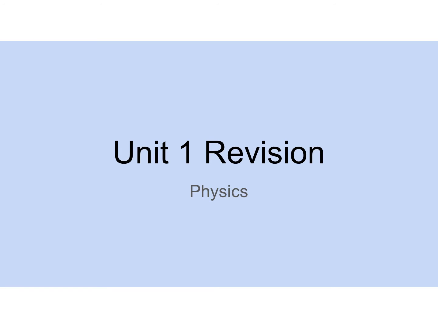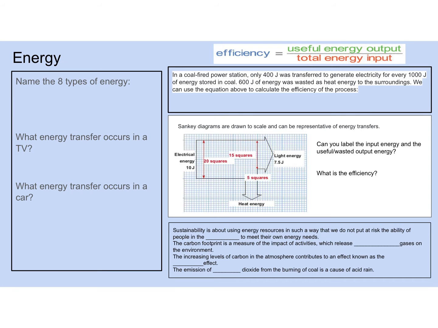So this is the physics section of the Unit 1 Applied Science, and this is like the revision that you could be doing to get yourselves a really good grade. The first things they're asking you is this sheet here. It's types of energy, energy transfer, Sankey diagrams, things like that. I'd like you to pause this page, have a go, and then in a minute I'll come back with the answers.